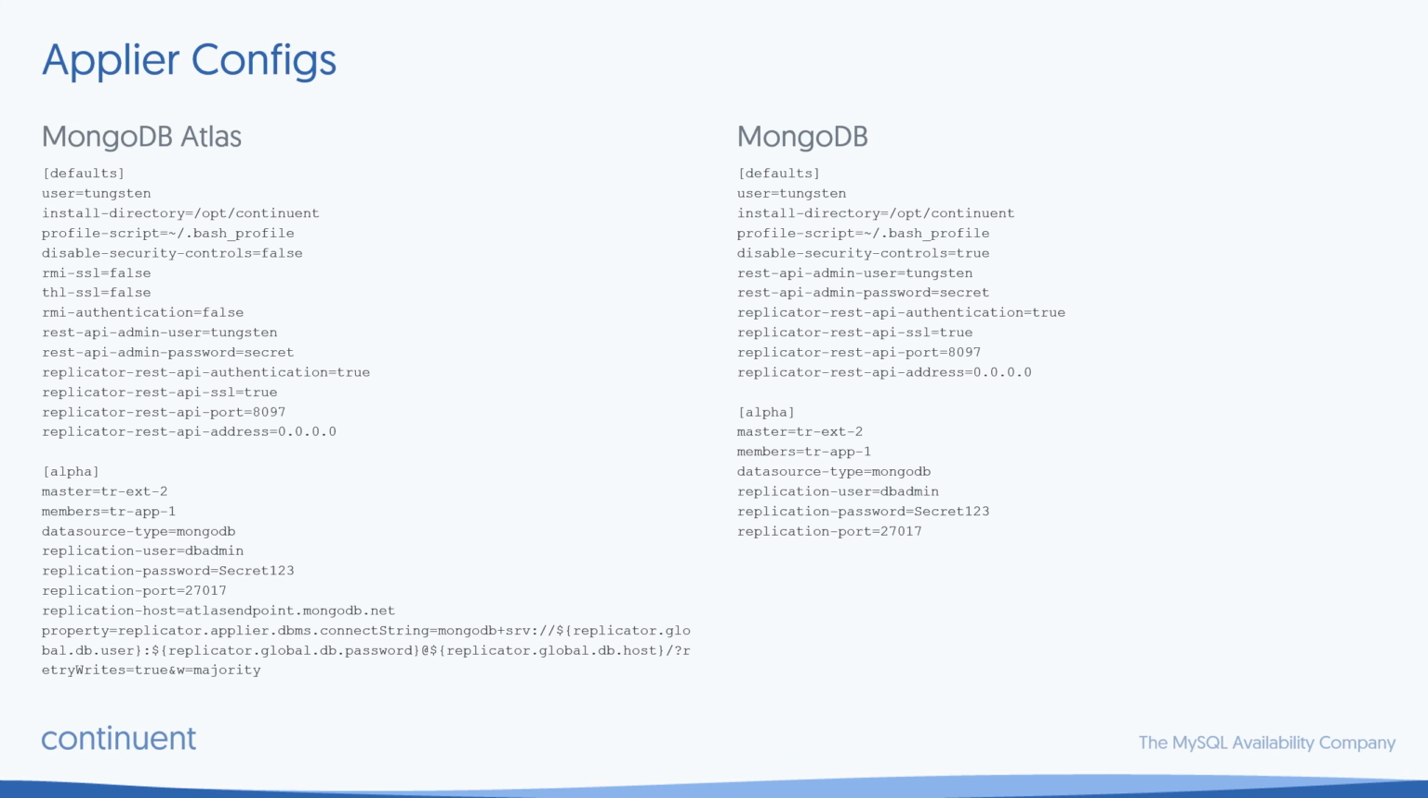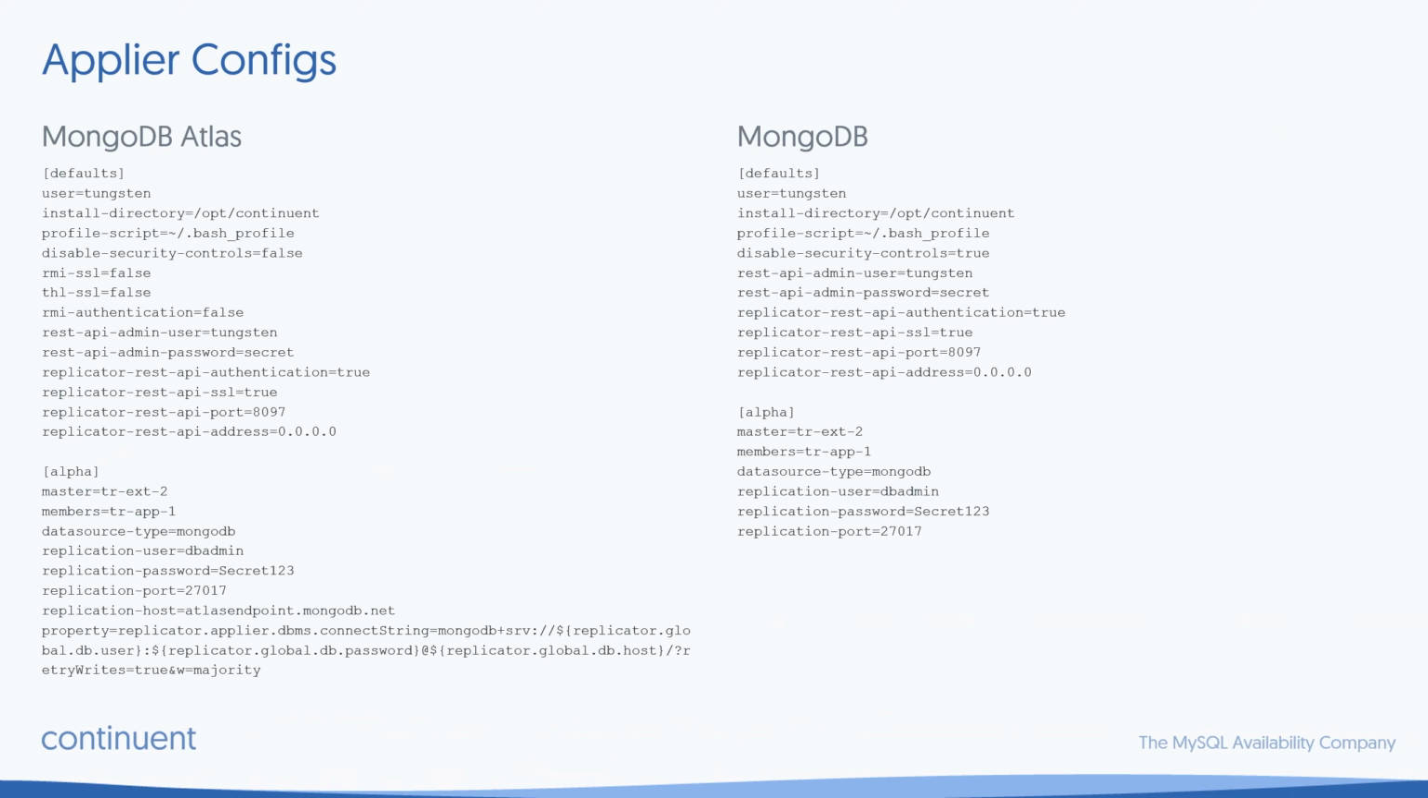In terms of Mongo, there are two slightly different configs depending upon whether you're going to Mongo Atlas or just regular Mongo. For Mongo Atlas, the default section is pretty much the same. There's a few SSL properties here that need disabling: the RMI SSL, THL SSL, and RMI authentication. But then what happens is this is all set up as part of the certificates that you export with Atlas.